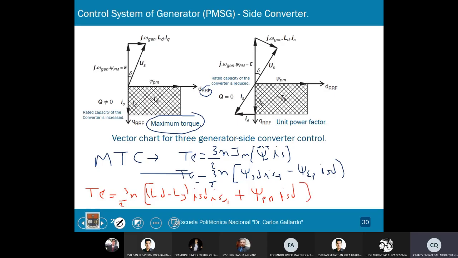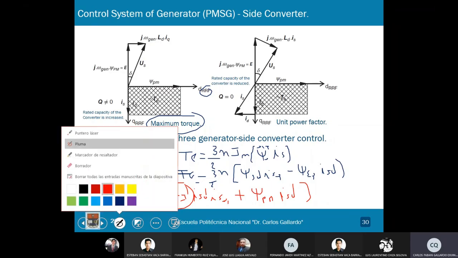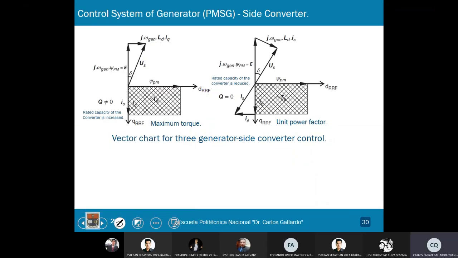Do you remember we assume the direct axis inductance is equal to the quadrature axis inductance. This is an approximation. Therefore, the electromagnetic torque is equal to 3/2 times the number of poles times the permanent magnet flux times the stator current on Q axis.